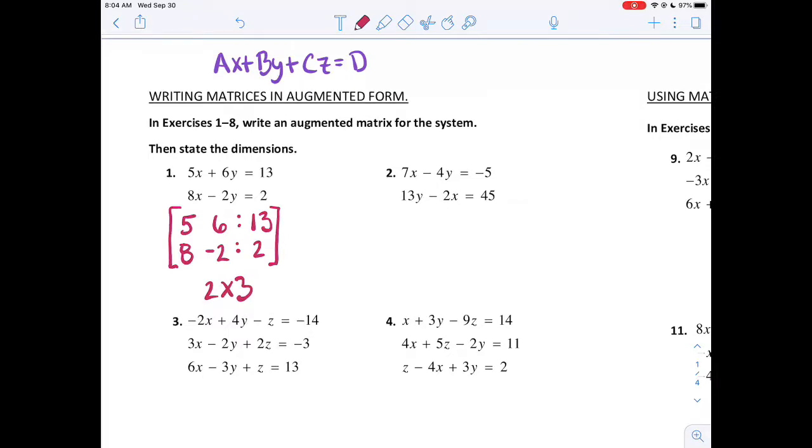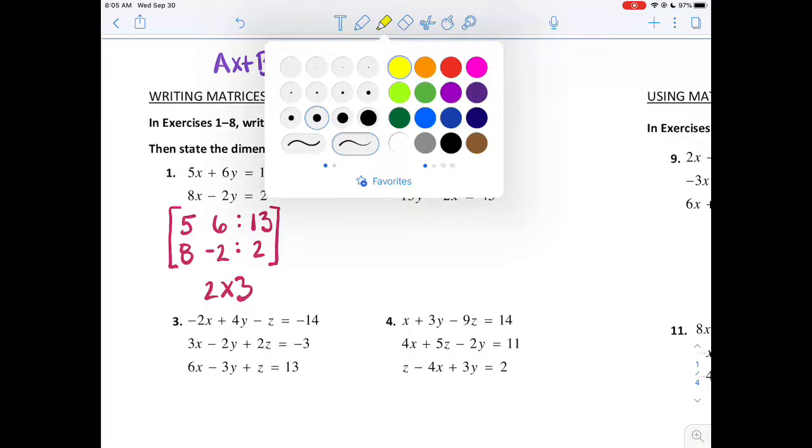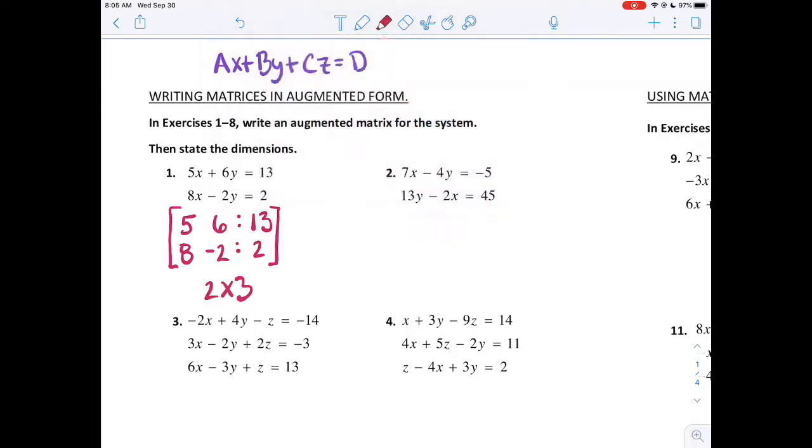The first thing that I notice, I have 7x minus 4y equals negative 5, but in the second equation I have 13y minus 2x equals 45. So that one is not in our standard form. I'm going to go ahead and just make some marks here. I want to make sure that I catch that those y's are in different places.